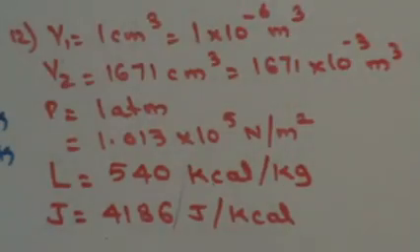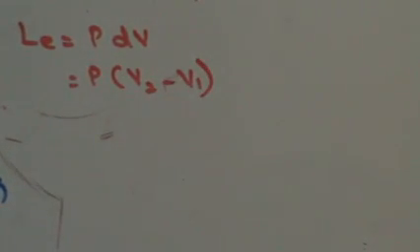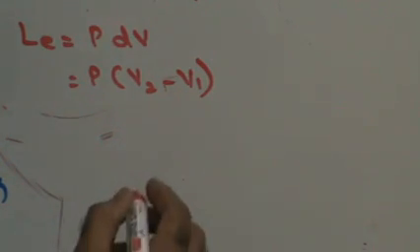Right, now let's see this. First, let's find out the external latent heat. External latent heat is nothing but PdV. dV is nothing but V2 minus V1. So I'll come to know my external latent heat. This will give me my external latent heat in joules per gram.